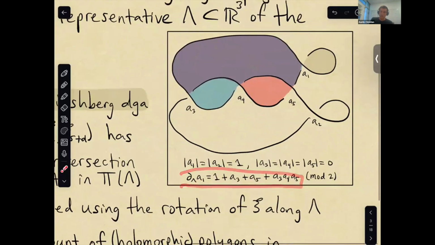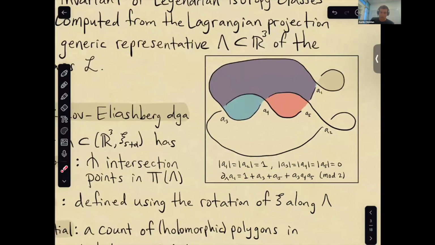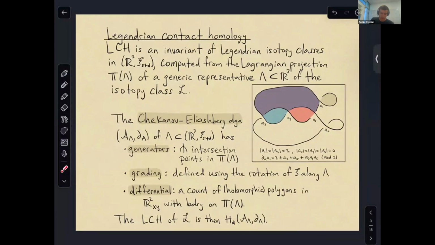This has four terms. There's a single one, just a unit, because there's a polygon from A1 to nothing. You see A3 appearing because of, let's see if I draw it correctly, this polygon, which goes from A1 to A3. You get an A5 from another red polygon, and then the purple polygon will give us either A5, A4, A3, or A3, A4, A5, depending on commutativity.